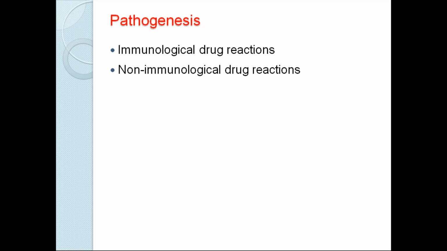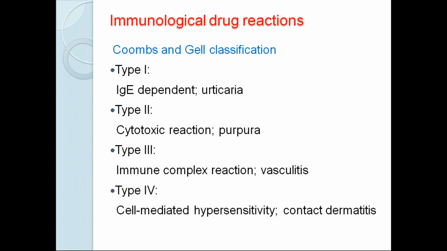And coming to the pathogenesis, there are only two possibilities. It should be either immunological drug reactions or non-immunological drug reactions. Coming to the immunological drug reactions, this is the Coombs and Gell's classification. I'm sure all of you know this. You might have come across this in your second year itself. And there are 4 types, as you know, of drug reactions.